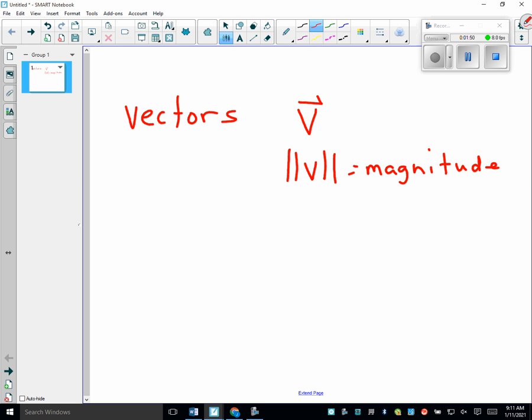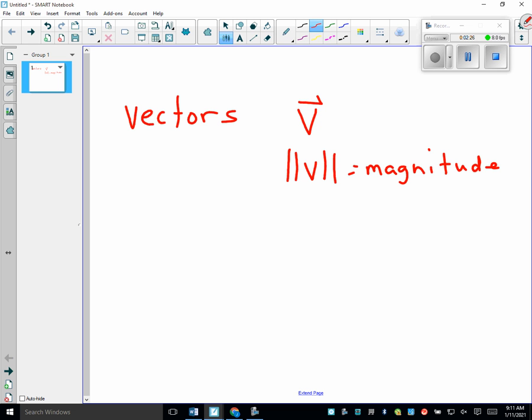A vector comes into play when you talk about wind speed. It affects something else. Or if you're in the water, the way the tide is going is a vector. Two people pulling against each other could be vectors. What we're going to do today is talk about different types of vectors and how to find their strength.